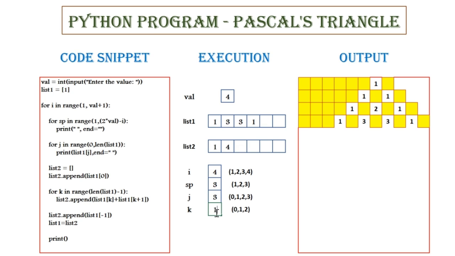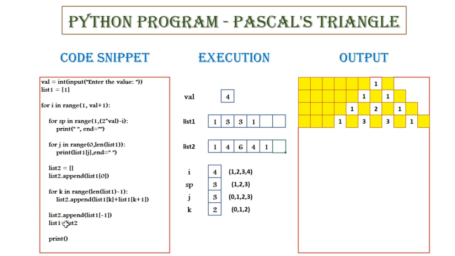Next, the value of k will be 1. So it will be list 1 of 1 and list 1 of 2. Sum of these two is going to be 6. The value of k is now going to be 2. So it will be list 1 of 2 and list 1 of 3. 3 plus 1, which is going to be 4. The control comes out of this for loop and then it goes to the next line where it says list 2 dot append of list 1 of minus 1. List 1 of minus 1 is 1, which I'll be appending to list 2.